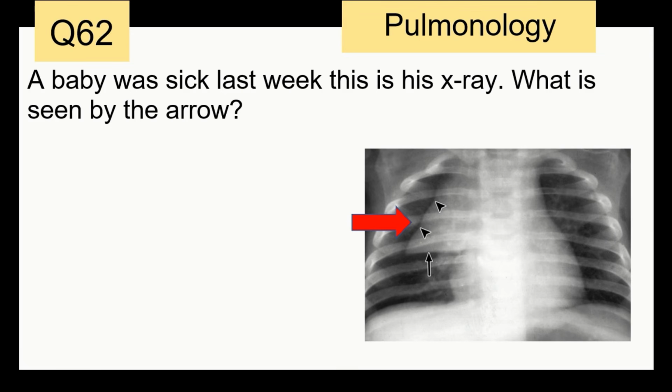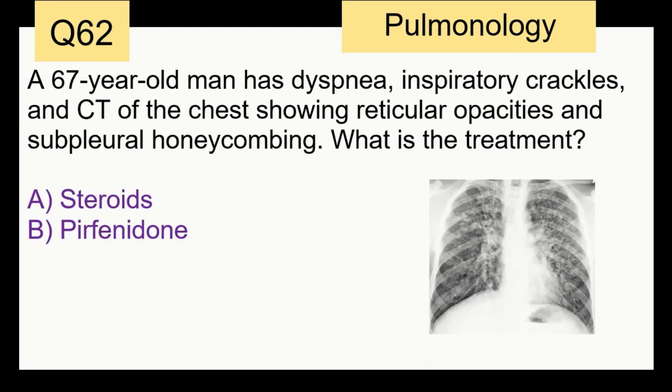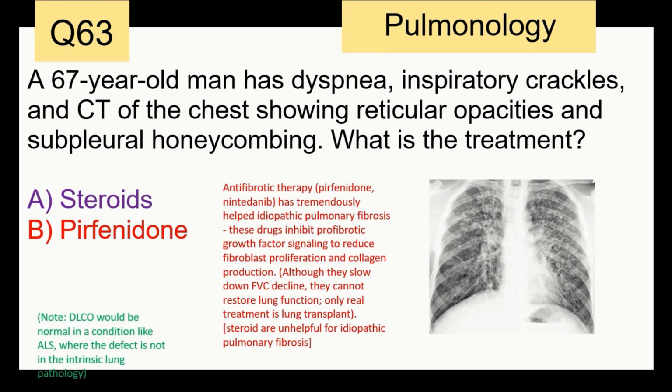62. A baby was sick last week. This is his x-ray. What is seen by the arrow? This is actually just the thymus. 63. A 67-year-old male has dyspnea, inspiratory crackles, and CT of the chest showing reticular opacities and subpleural honeycombing. What's the treatment? So here we're just dealing with idiopathic pulmonary fibrosis, and you just got to know that the medication for this is pirfenidone. Pirfenidone for idiopathic pulmonary fibrosis, and you can take a look at the notes over here.